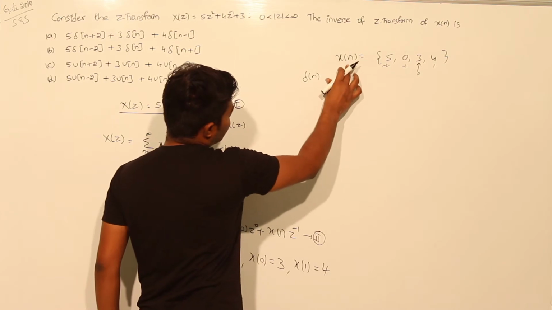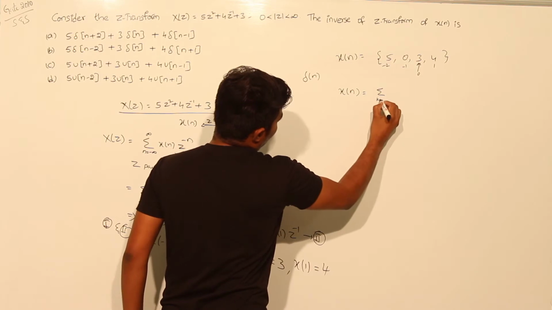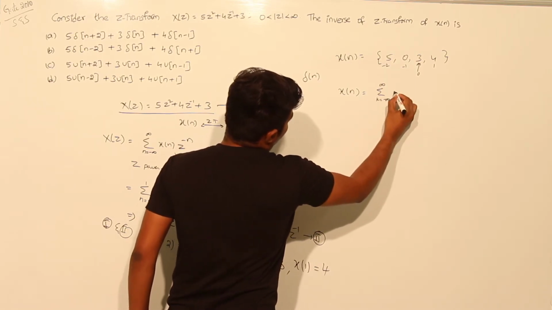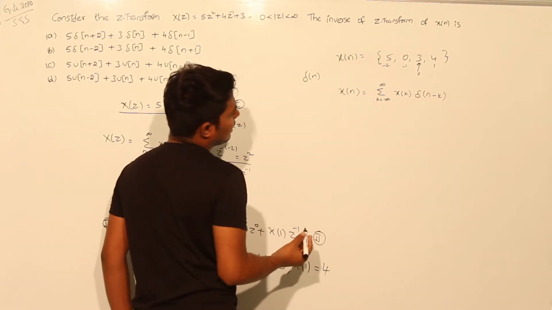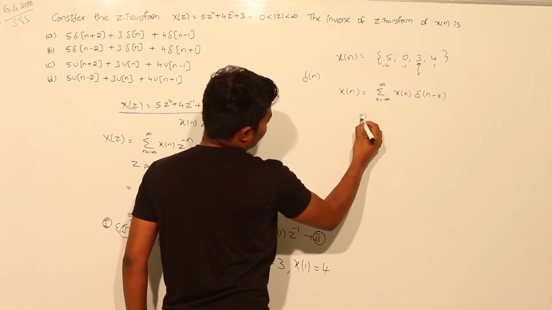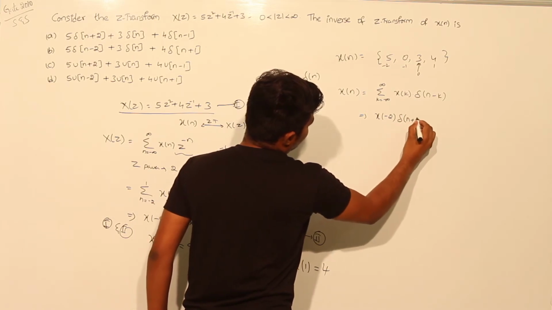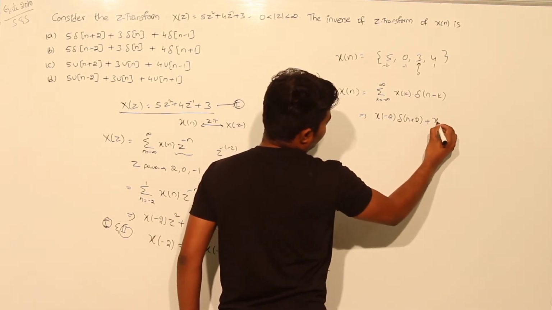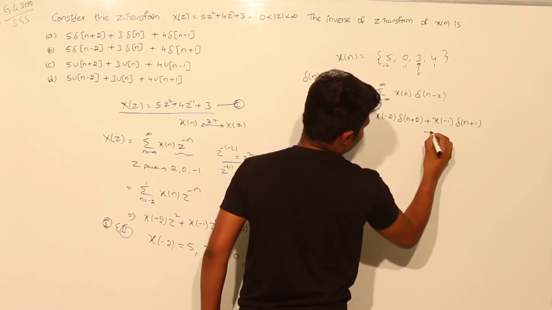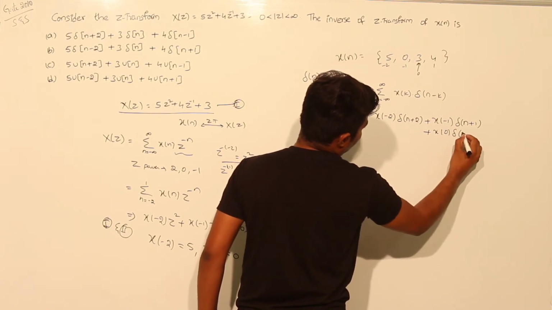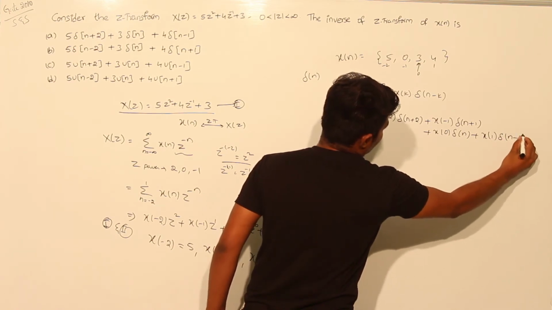So we need to know the relation between x of n and del of n. X of n is given by sigma k equal to minus infinity to infinity x of k into del of n minus k. Here it ranges from minus 2 to 1. That implies x of minus 2 del of n plus 2 plus x of minus 1 del of n plus 1 plus x of 0 del of n plus x of 1 del of n minus 1.